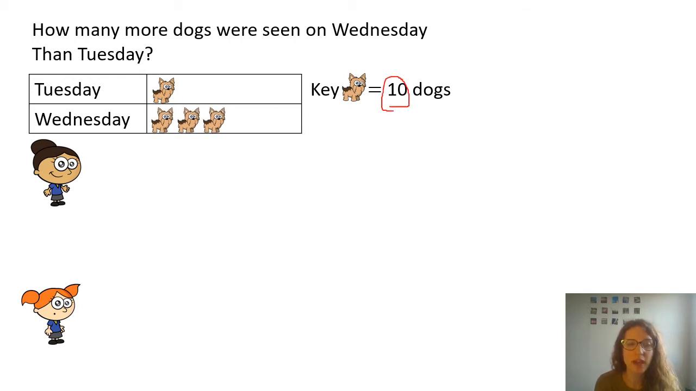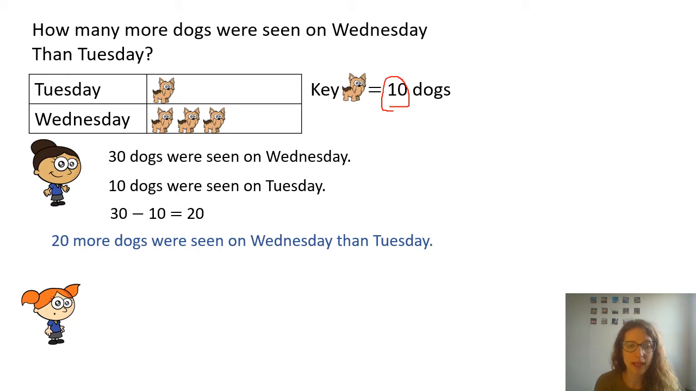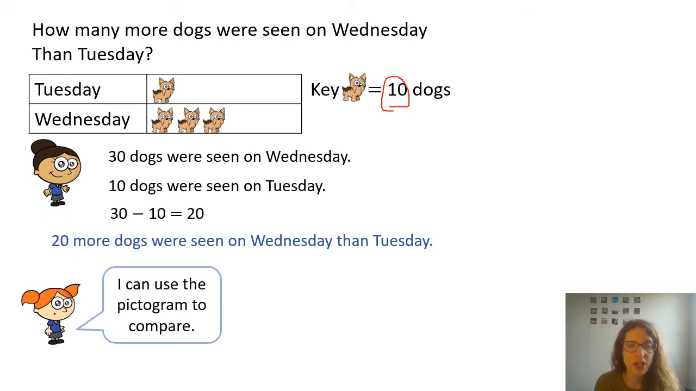Okay, so we have got 3 dogs on Wednesday, which is 30, and then we've got one picture of a dog on Tuesday, which is worth 10. Okay, so she said she was going to use subtraction, so she's done 30, take away 10 equals 20. Okay, but is there an easier way to find that difference just by looking at the pictogram to compare?